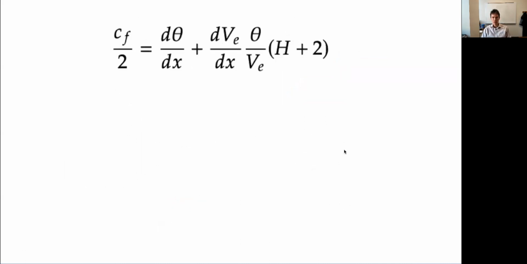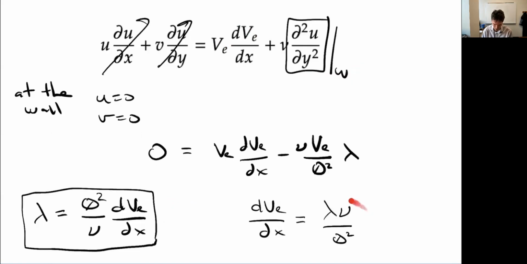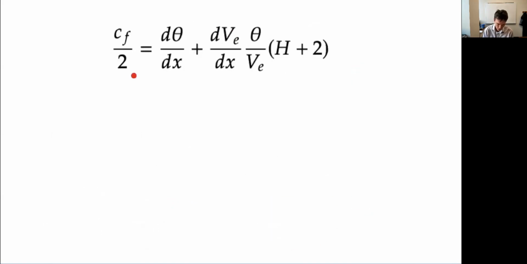Okay, so let's also look at the integral form of our equation. This is that momentum integral equation for a boundary layer. We now have an expression for this term, dVE dx. We're going to use this expression, but we now need to get an expression for CF in terms of our other variables. And you can probably guess where we're going, because remember that this is just a normalized shear stress, and shear stress is related to our velocity gradient, which we have an expression for.